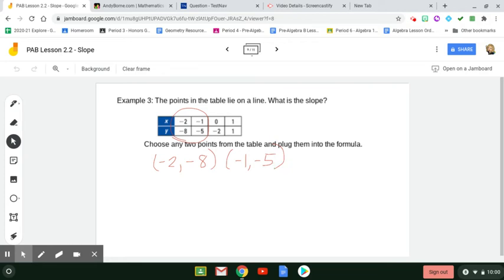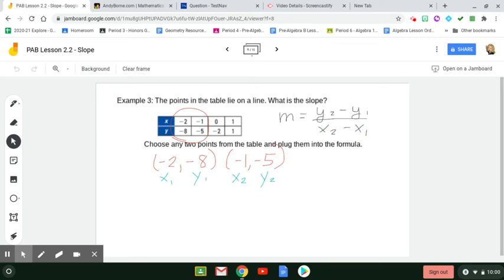Okay, so what I'm going to do now is I'm going to label everything, and it's a very good habit for you to do as well. So this is the X value in the first spot, the Y value in the first spot. This is the X value in the second set of ordered pairs, and this is the Y value in the second set of ordered pairs. All right, I'm going to write out the slope formula. Slope formula says I take y sub 2 minus y sub 1 over x sub 2 minus x sub 1.